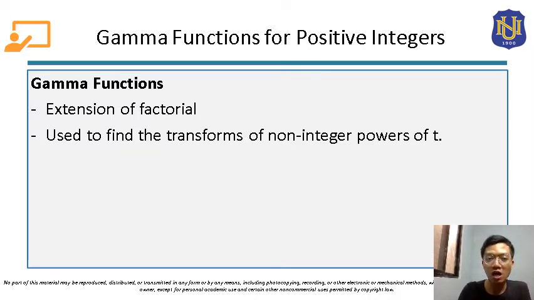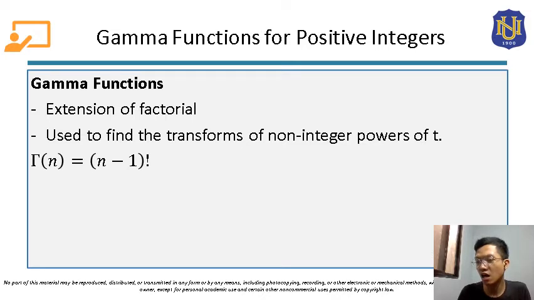Okay, so the gamma function is denoted by this symbol. This symbol means gamma of n. Gamma of n is actually equal to n minus 1 factorial. So this is the relationship between gamma and factorial. As we know, take the factorial of 5. The factorial of 5 is just equal to 5 times 4 times 3 times 2 times 1. You can compute that in your calculator, right? A factorial of any number.